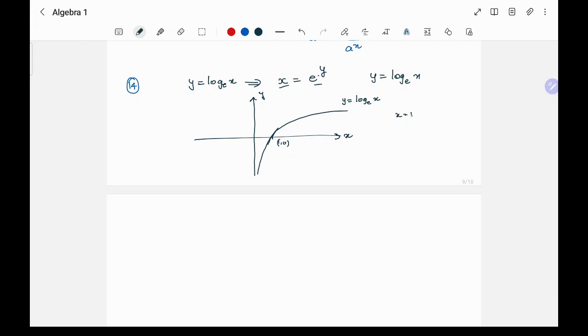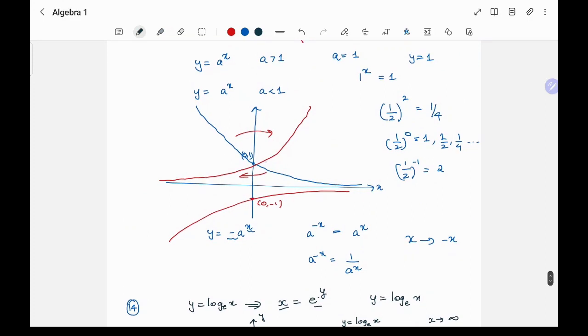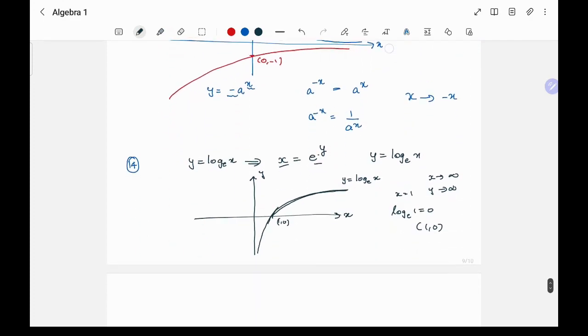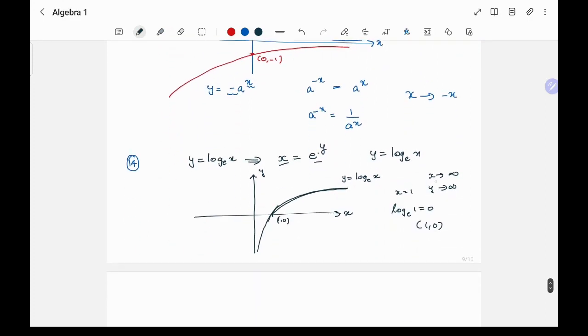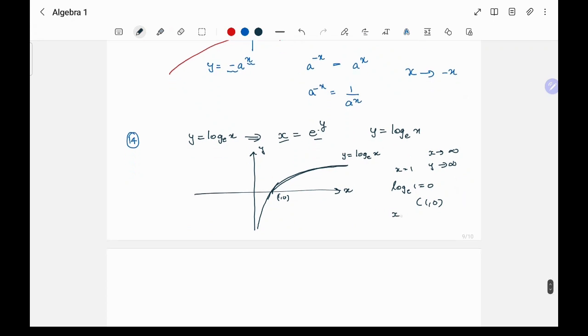So for x equal to 1, log e 1 is 0. So 1 comma 0 is a point, and as x tends to infinity, y also tends to infinity, but it is slower. Okay, if you see, exponential grows faster, but log grows slower and still reaches infinity. When x tends to 0 itself, if you see, y tends to minus infinity.